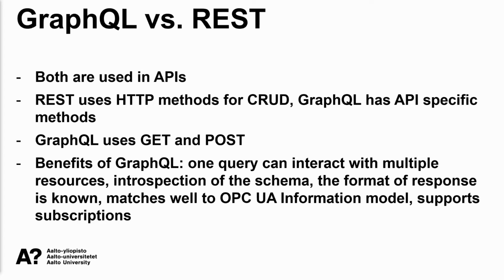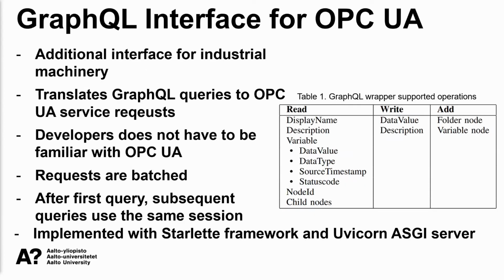The benefits of GraphQL compared to REST API are as follows. A single query can interact with multiple resources. Ability to introspect the schema. The format of the response is always known. The hierarchical structure of GraphQL matches well with the information model of OPC UA. And GraphQL supports subscriptions. Let's take a closer look at the GraphQL wrapper.